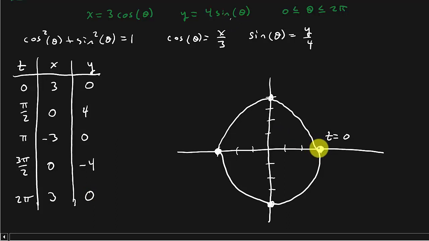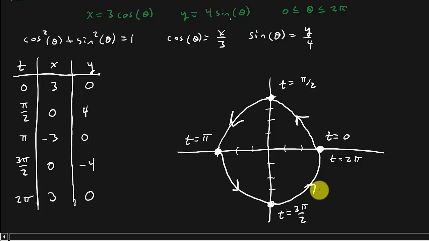So I've got the point 3, 0. Then I've got the point 0, 4. This is when t is equal to pi over 2. And then -3, 0 is here. This is when t equals pi. And then 0, -4, that's right here. That's when t is equal to 3 pi over 2. And then 3, 0, I'm back to where t equals 2 pi. And so which direction did we go? As t is increasing, we're moving around this way. So this is the direction we're moving in.